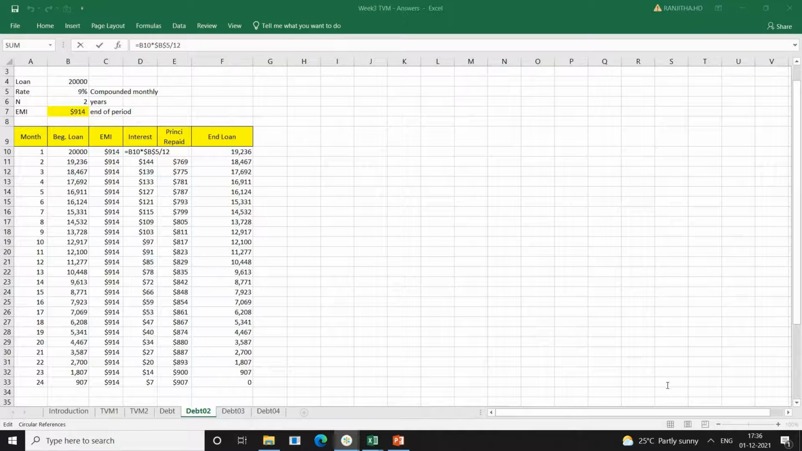By pressing F4. If you press F4, the reference will become absolute.